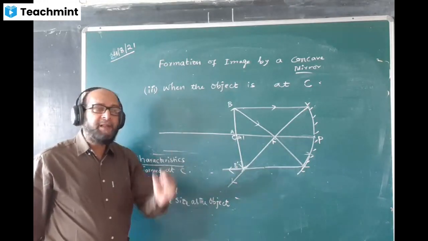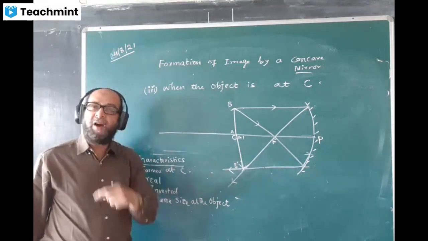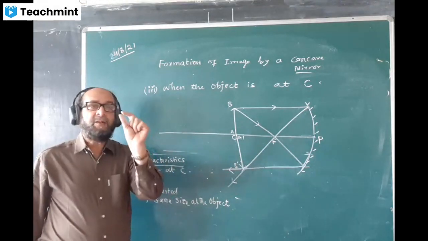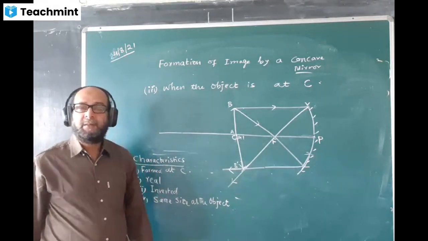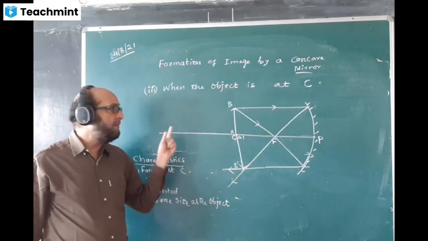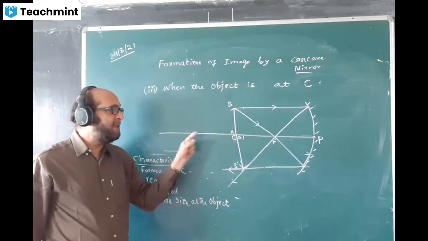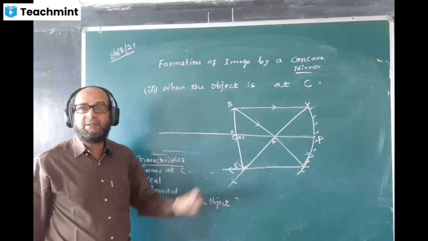When the object is far away, the size will be small. When the object is very, very far, that is infinity, size of the image is highly diminished, like a point. But when the object comes closer, but still beyond C, the size is diminished. But now it is of same size.